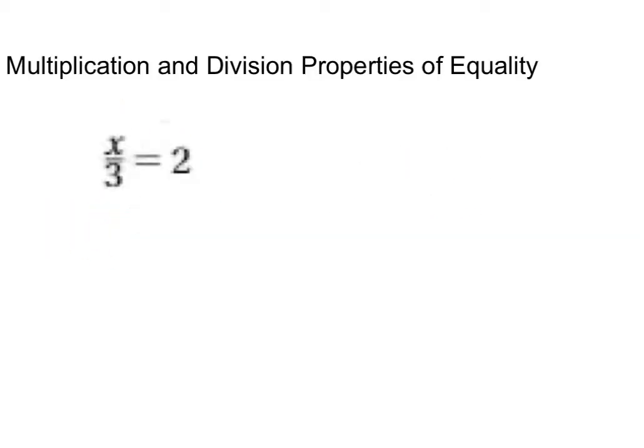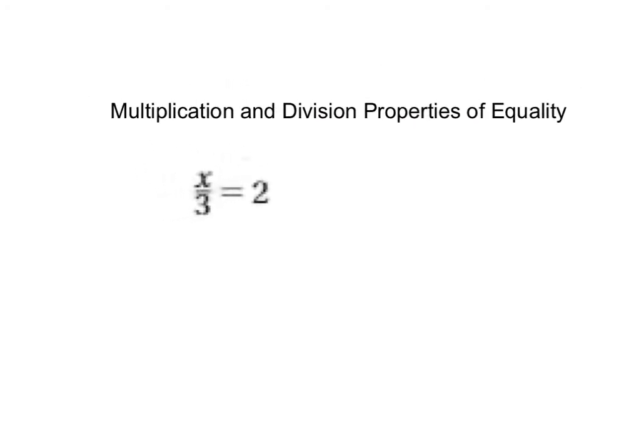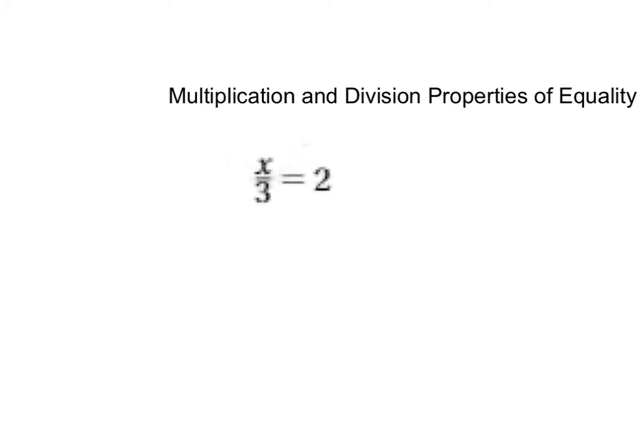Awesome. Multiplication and division properties of equality. Just like how we were canceling something out on the side with the variable with addition and subtraction, we need to do the same with multiplication and division. So when we are looking at problems like this, I see x divided by 3 equals 2. This fraction bar, you should always view it as x divided by 3 equals 2.